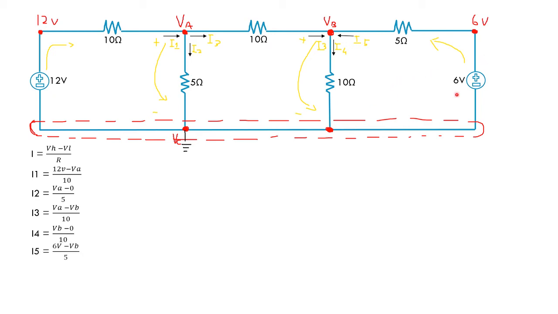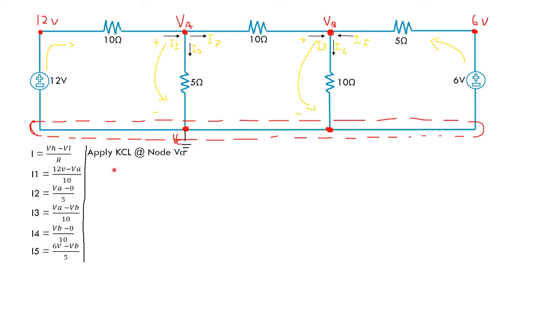For I5, the current from 6 volt, which is our higher potential voltage, will go through to VB and is divided by the resistor, which is 5. Okay, now we can apply the KCL for each node, which is VA and VB. For VA, we're going to apply the KCL at node VA.